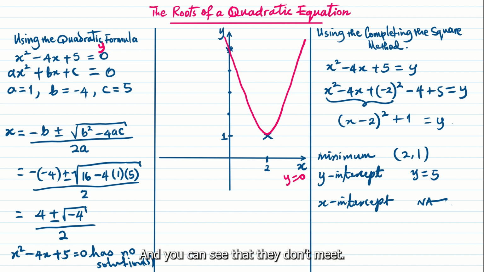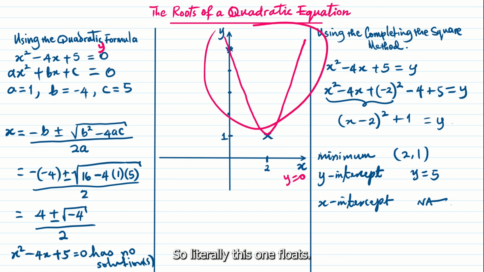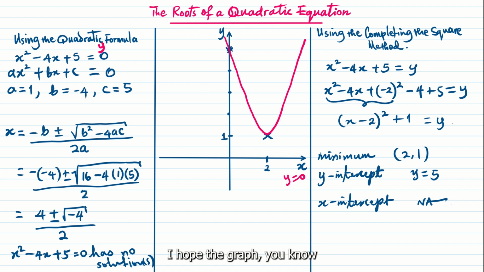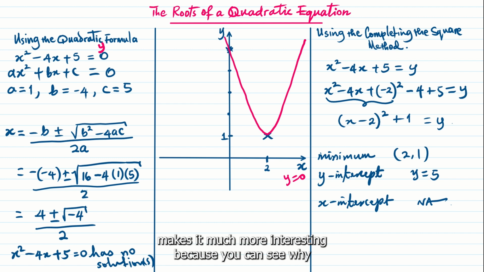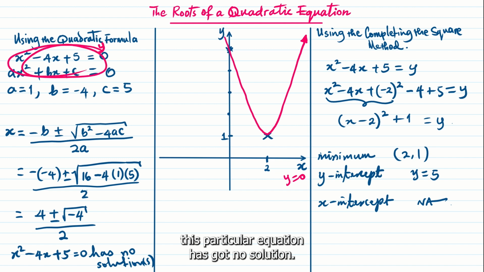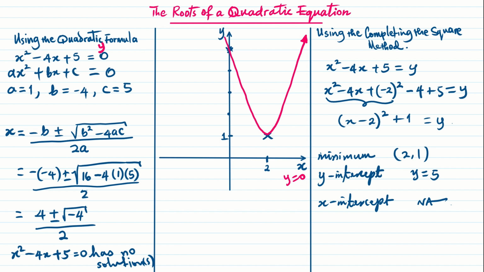And you can see that they don't meet. So literally, this one floats, all right? And because it doesn't meet, that's why you don't have a solution. I hope the graph makes it much more interesting, because you can see why this particular equation has no solution. All right, so just one more thing to discuss, and that is the role of the discriminant.